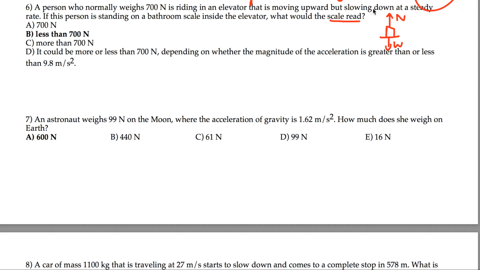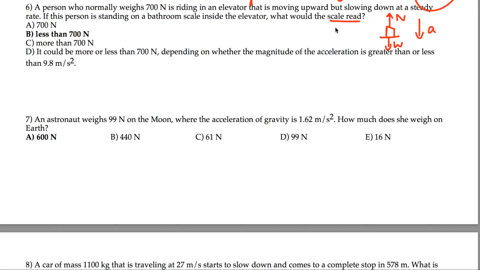We learned that if you're slowing down, that means your acceleration goes opposite your velocity. So we were moving upward, but our acceleration must be going downward if we're slowing down. So the trick is really just figuring out the free body diagram and which way the acceleration is. And then you know from experience that if you're accelerating downward, you feel lighter. So the scale reading would be less than 700 newtons.